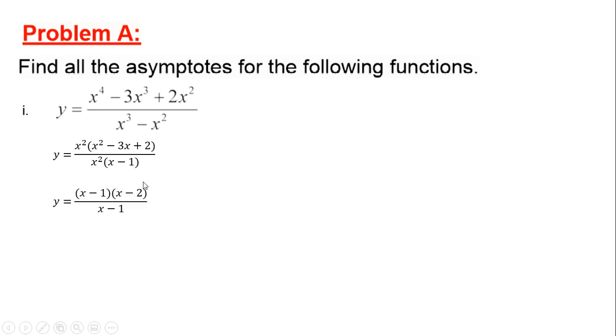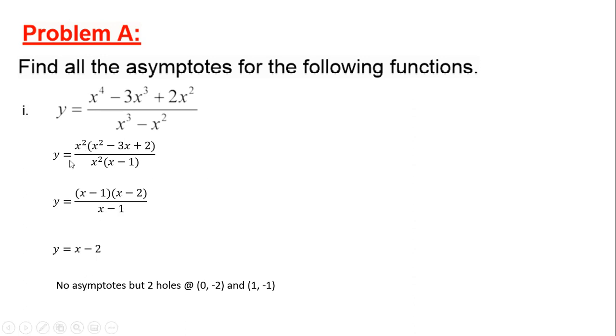I can factor it further. Turns out that these will also cancel out. So what am I left with? I'm left with a linear function. Didn't seem that way at the beginning, but that's exactly what we're dealing with. And if it is a linear function, it's a linear function that has what we call holes in it. No asymptotes, but holes. And how do I get where those holes are?